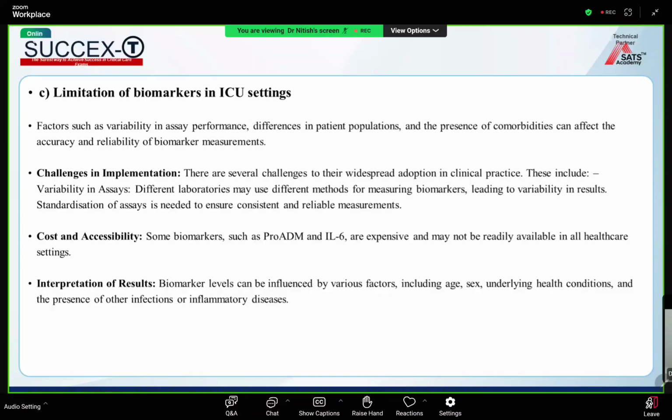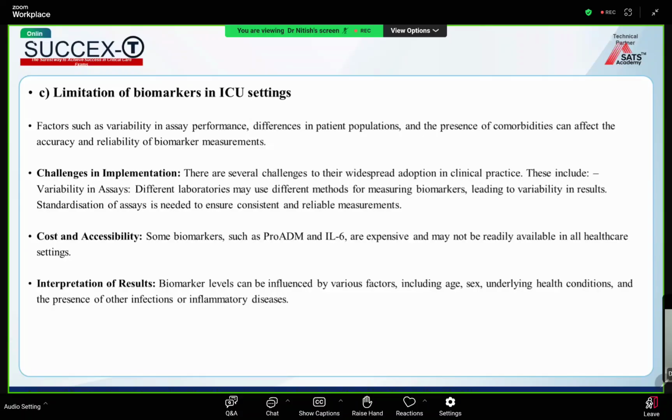Why are we struggling to introduce biomarkers in the ICU? It is because of the challenges of implementation, because different laboratories use different methods for measuring biomarkers, so there's a large variability in the results. Next, the cost. Many biomarkers like proADM and IL-6 are very expensive and not readily available for us to diagnose and proceed.